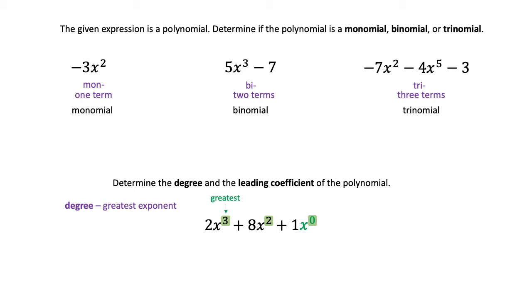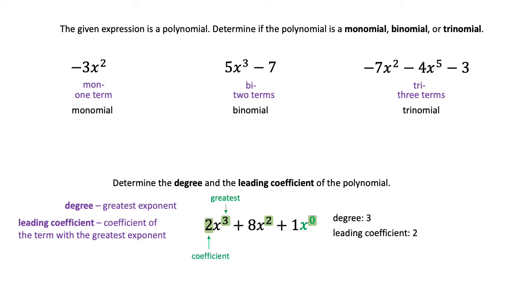And that also tells you what your leading coefficient is, because that is going to be the coefficient of the term with the greatest exponent. In this case, your leading coefficient is going to be 2. So your degree is 3 and your leading coefficient is 2.